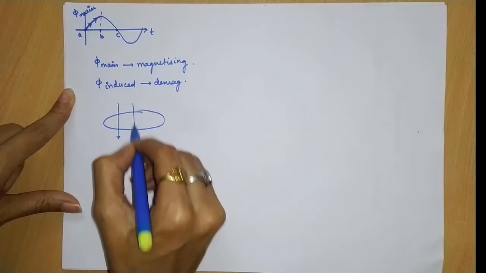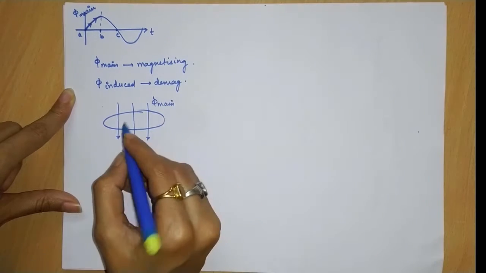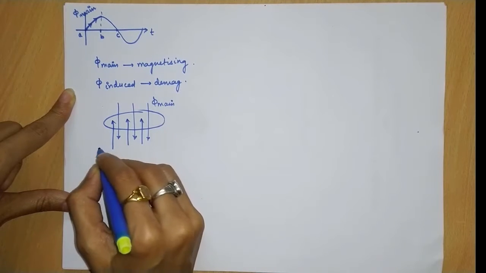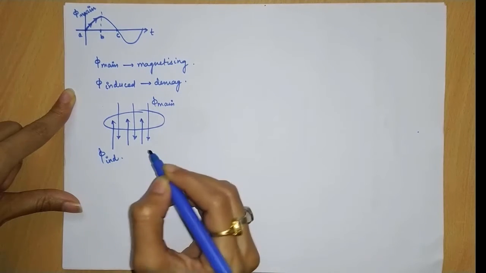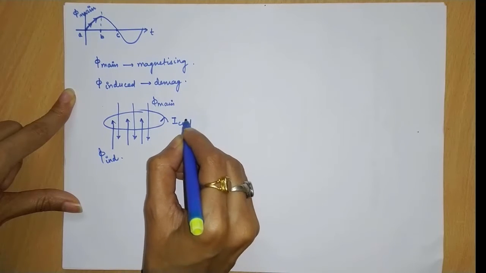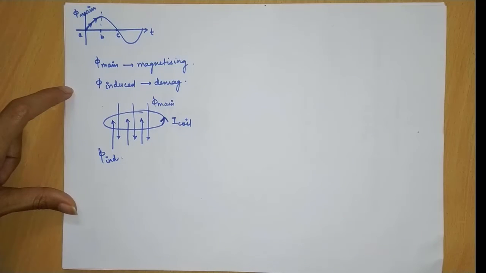This is the main flux through the coil. Hence, the induced flux according to Lenz's law will be in this direction. According to this, the current flowing in the coil will be anticlockwise. Flux in the coil will oppose the change in the main flux. The changes in the main flux will be opposed. So, due to this, the current will be induced in the coil.